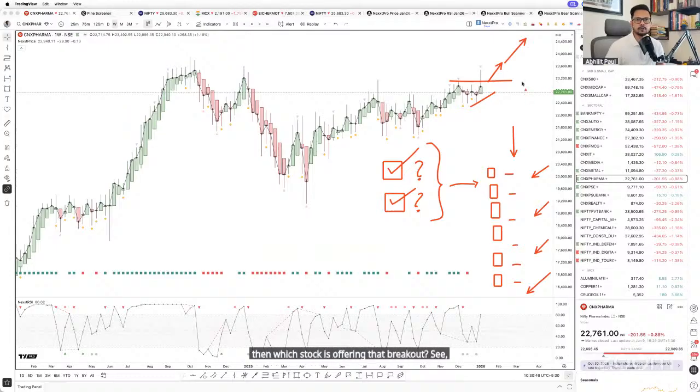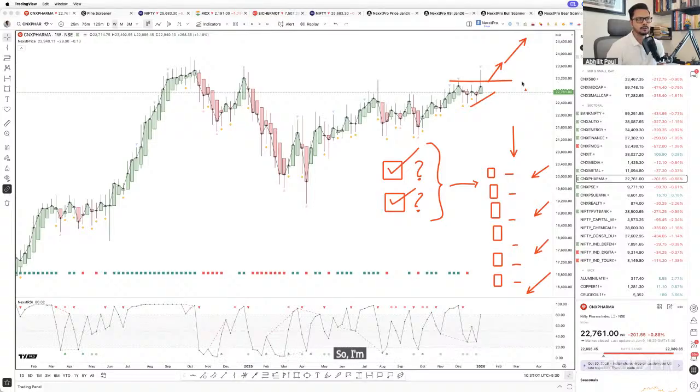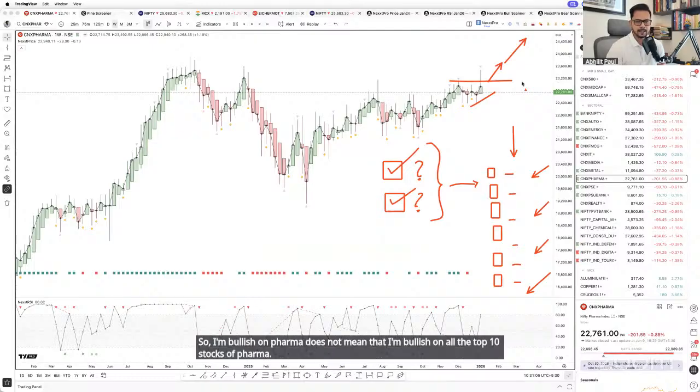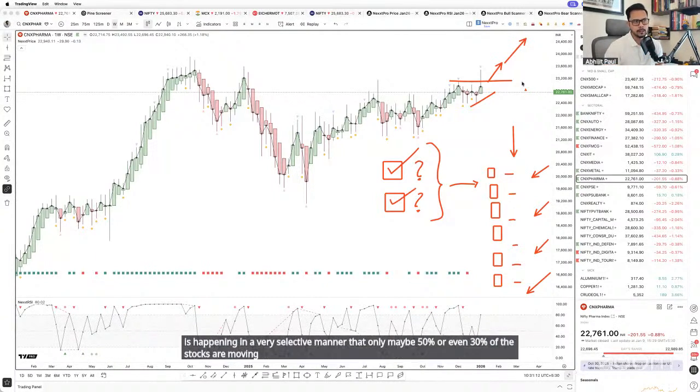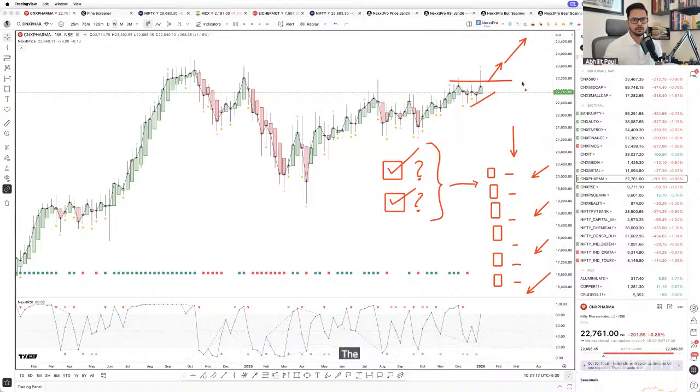See, pharma cannot give a breakout. Only if the stocks in pharma move, then the derived entity CNX Pharma will move. Everyone understands. So I'm bullish on pharma does not mean that I'm bullish on all the top 10 stocks of pharma. It can happen, and it is happening in a very selective manner, that only maybe 50% or even 30% of the stocks are moving. And if those 30% stocks are the top 30% stocks, the pharma index will move. So this is the route, this is the protocol you have to follow, right?